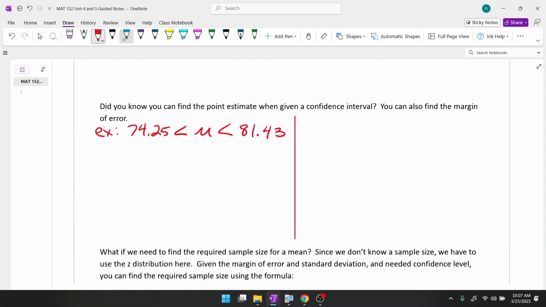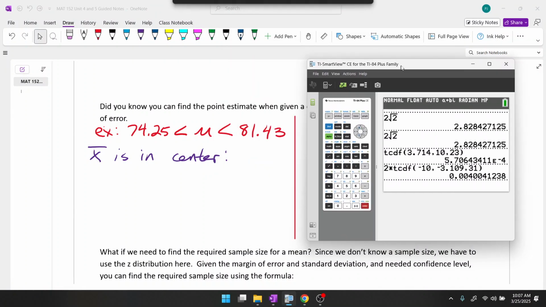So in this example here, now you remember, confidence intervals for the means, and for that matter for the proportions, are actually going to be symmetric. So basically, the point estimate is in the center of this. And in other words, basically to find that, you literally take the average of these two.